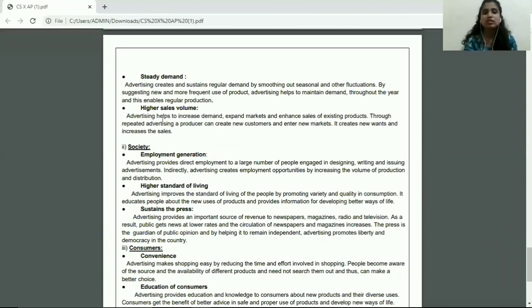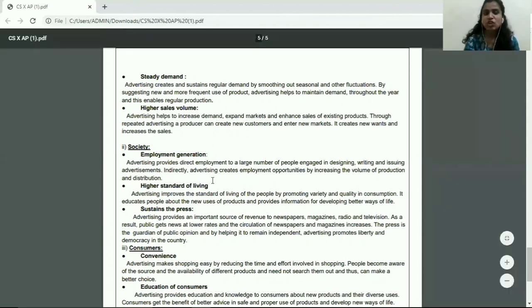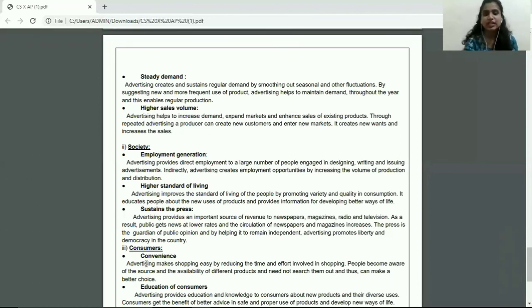That's all that matters. What I have done is I have taken 3 points each for importance to producers and traders and society, and for customers I've taken 4 points, right? So that is how you will be writing your answer for 10 marks.